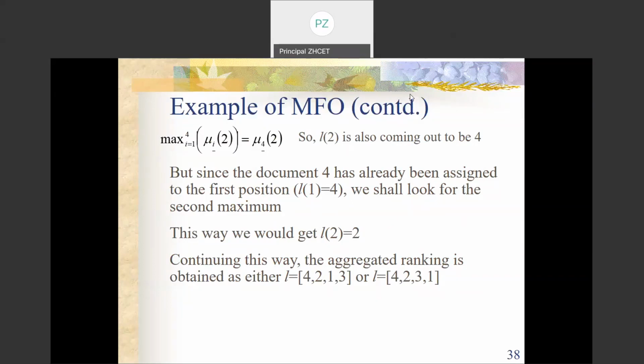So after the first position is fixed, we go to second position, and then we see of the remaining documents, leaving alone what has been fixed at position 1. Of the remaining documents, we try to identify the document which has got the highest membership value at position 2. So we pick it up likewise at position 3, likewise at position 4, 5, 6, and so on. So this is the technique of membership function ordering.